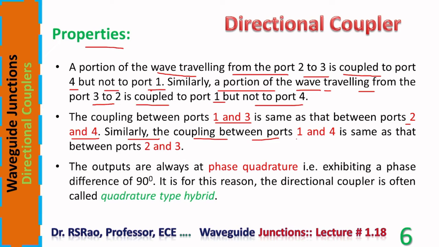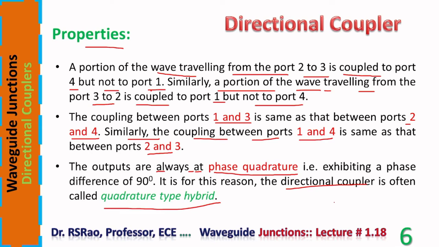Similarly, the coupling between ports 1 and 4 is the same as that between ports 2 and 3. The outputs are always in phase quadrature, exhibiting a phase difference of 90 degrees. For this reason, directional couplers are often called quadrature type hybrids.